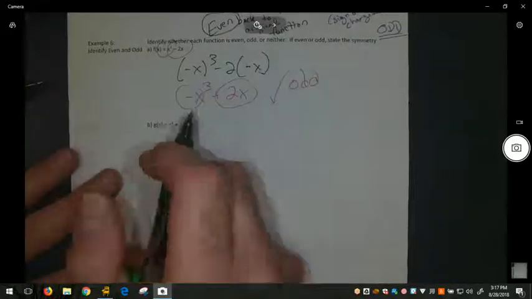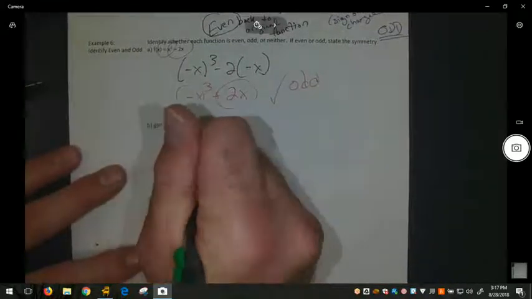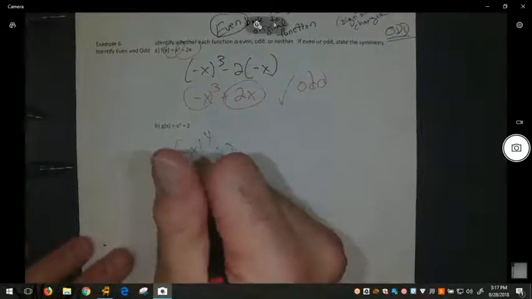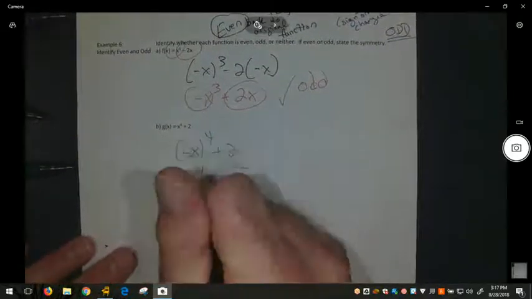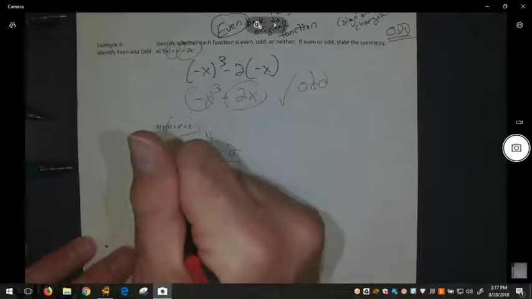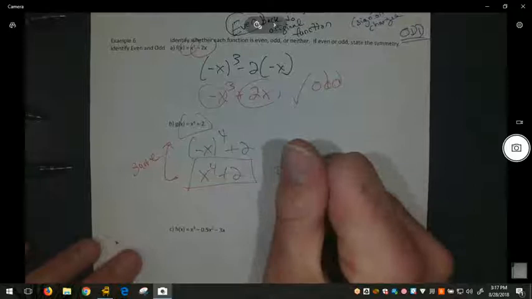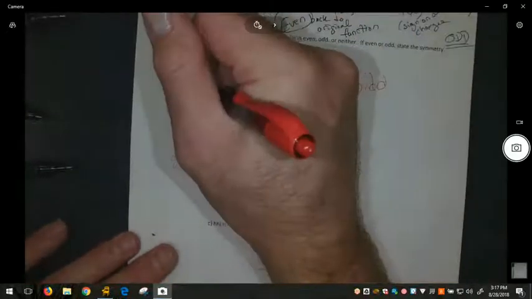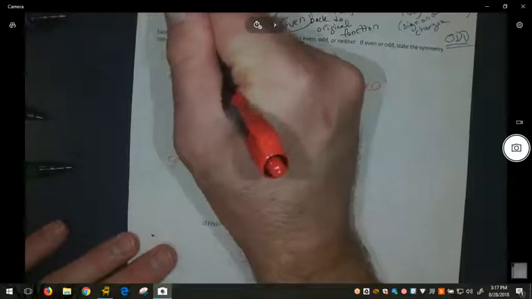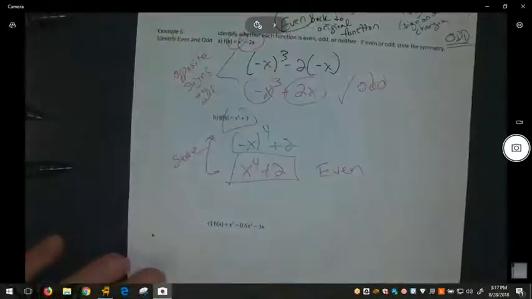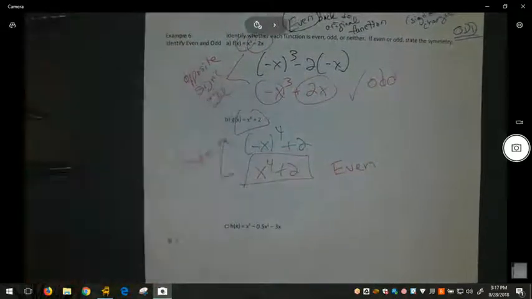In the next function, I plug in the opposite of x, and when I raise it to the fourth power, I end up with positive x to the fourth plus 2. Because it's exactly the same function, this is an even function. In example A, it was the opposite signs on all. Here, it was the exact same equation, so it's an even function.